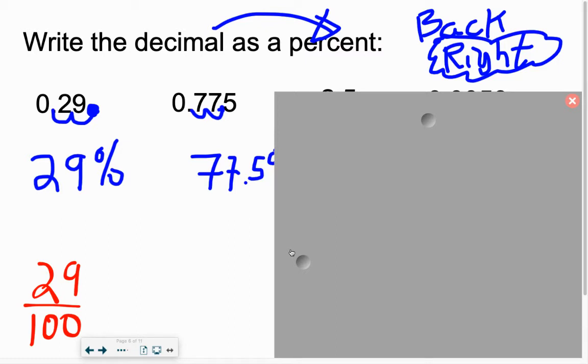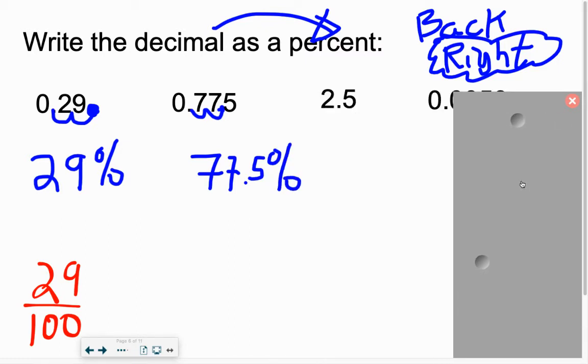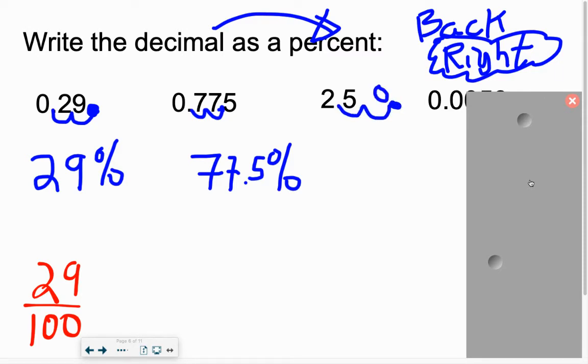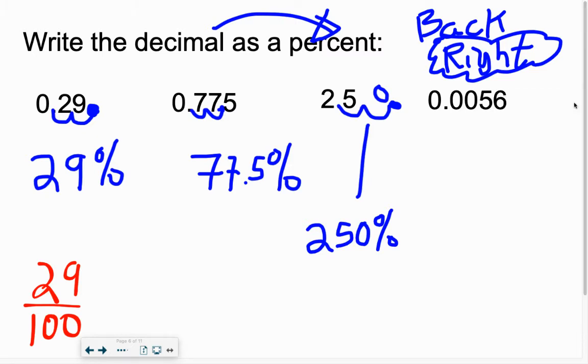77.5%. Done. 2.5, 2.5, move the decimal 1, 2 times, yes, twice, every time. Fill in that open spot, and that gives me 250%. Something that is possible within business, not in math. We don't have enough bonus points on a test or homework to get that many percent, but you can have a 250% in real life.